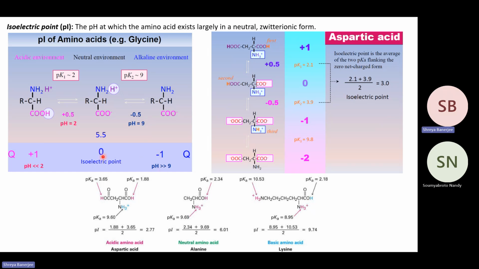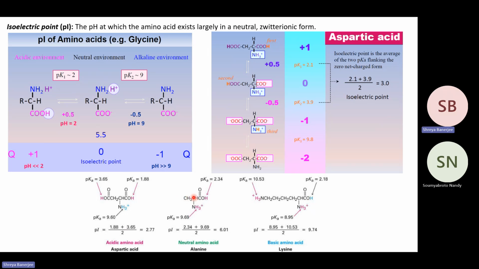Now, the point at which the net charge is zero is called the isoelectric point. And how to calculate the isoelectric point is that, the state where the net charge is zero, surrounding that state, there are two pKa's. So there is pKa1 and pKa2. The average of these two pKa's forms the isoelectric point. So you can see here an example, we'll start with alanine. So in alanine, you have the alpha carbon attached to a CH3.